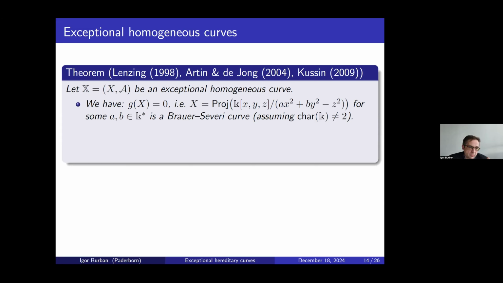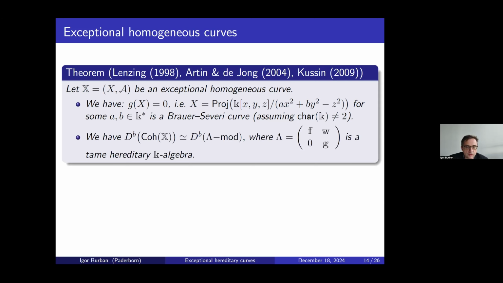Another name for such curves is Brauer-Severi curve. So a geometrically connected smooth curve over a field K of genus 0. And characteristic not 2 is an assumption to write normal forms. Please do not bother too much about this. And in the already aforementioned work of Lenzing, it was proven that there is a tilting object whose tilted algebra has this beautiful shape, that we have two skew fields F and G and a bimodule, with restriction on dimensions.